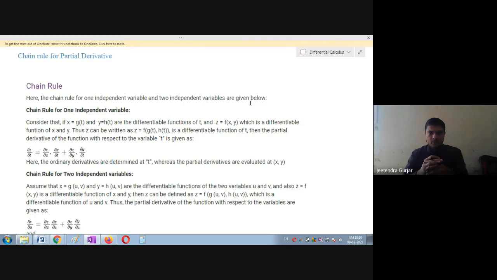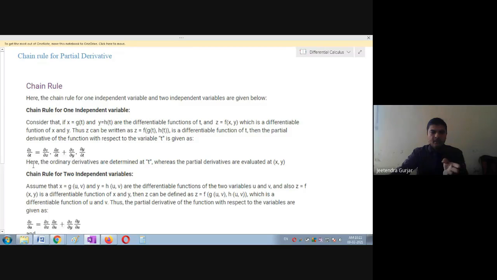Consider that x is equal to g of t and y is equal to h of t are differentiable functions of t, and z is equal to f of x, y, which is a differentiable function of x and y. Thus, z can be written as z is equal to f of g of t, h of t, a differentiable function of t. Then the partial derivative of the function with respect to the variable t is given as dou z upon dou t is equal to dou z upon dou x into dou x upon dou t plus dou z upon dou y into dou y upon dou t. Please remember this formula, students.